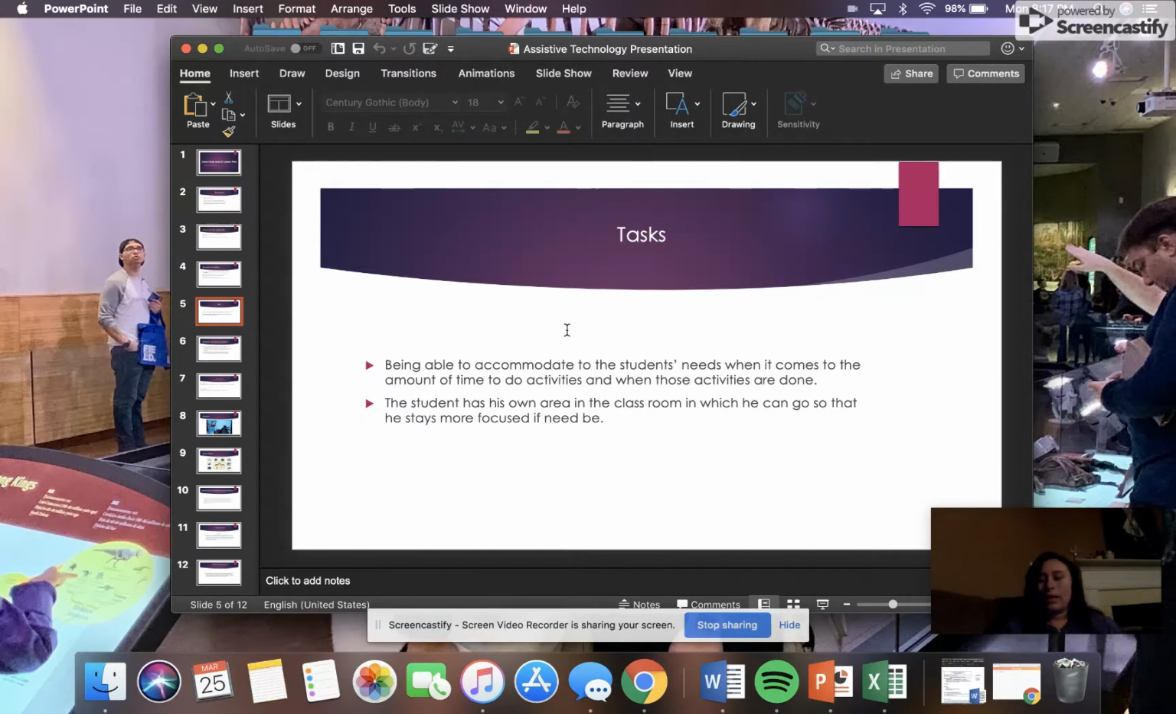Tasks. Being able to accommodate to the student's needs when it comes to the amount of time to do activities and when those activities are done are crucial. The student actually had his own area in the classroom. It was kind of like in the corner in which he'd go with his para, and he could focus more that way instead of being distracted by his other peers in the classroom.